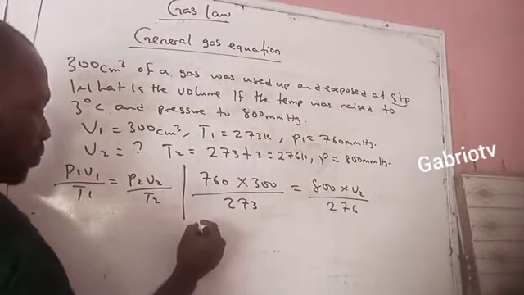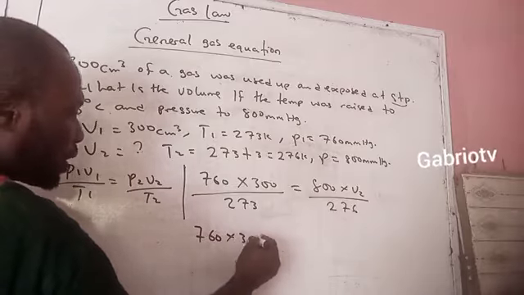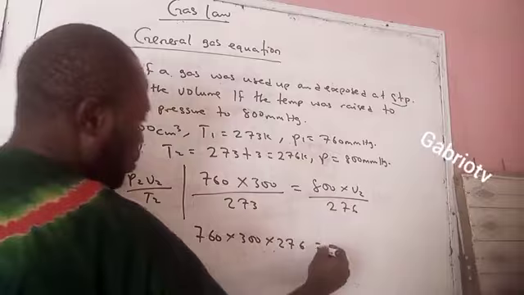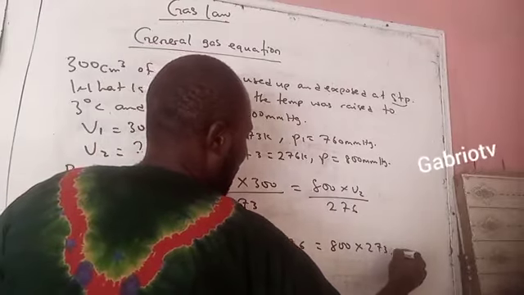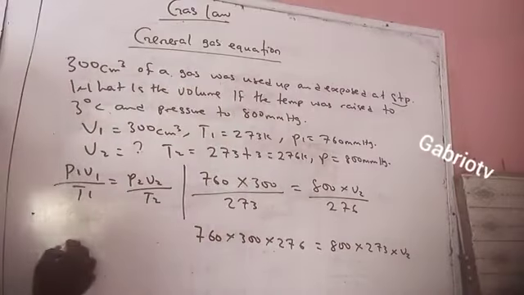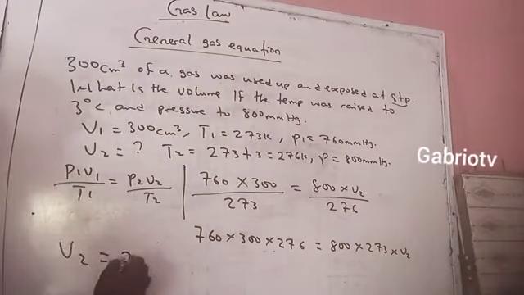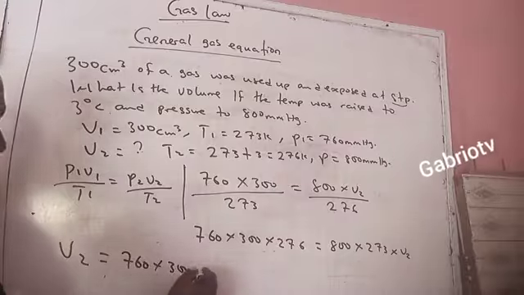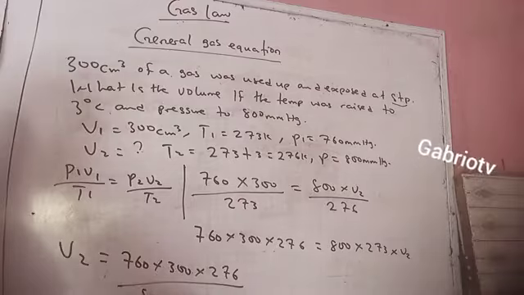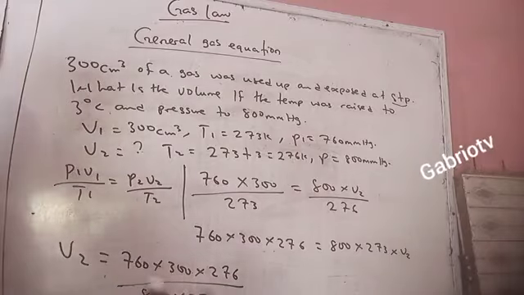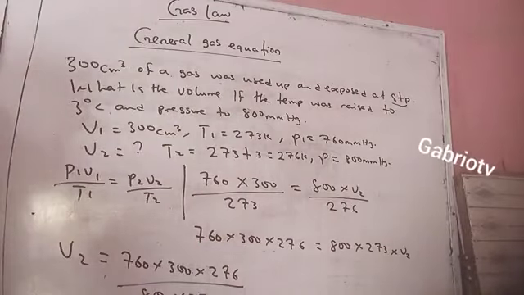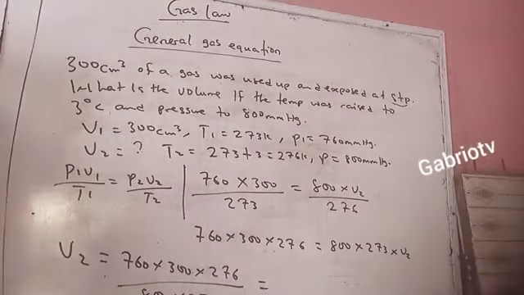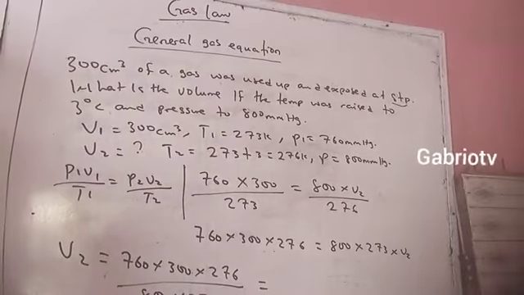So what do we have? We now have 760 times 300 times 276 equals 800 times 273 times V2. So my V2 here equals 760 times 300 times 276 over 800 times 273. How did I do that? What happened is that I just divided both sides by this. If I divide both sides by this, then I have my V2. So let us calculate this and see what we get.